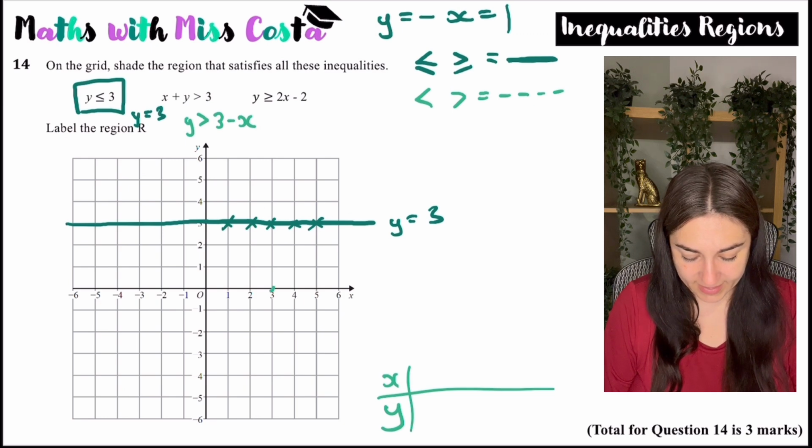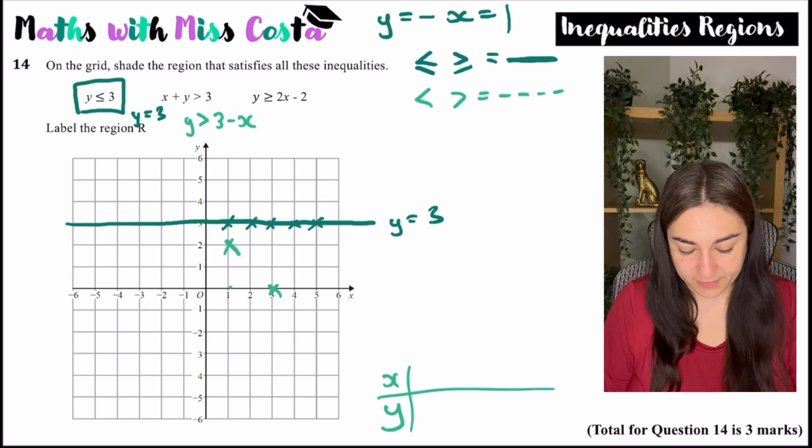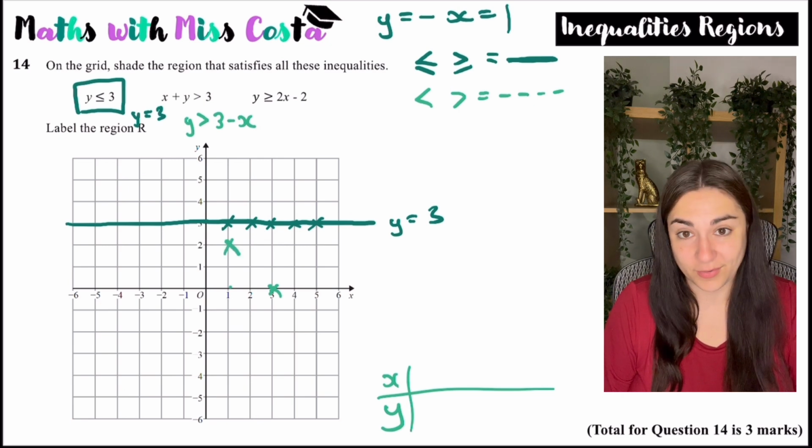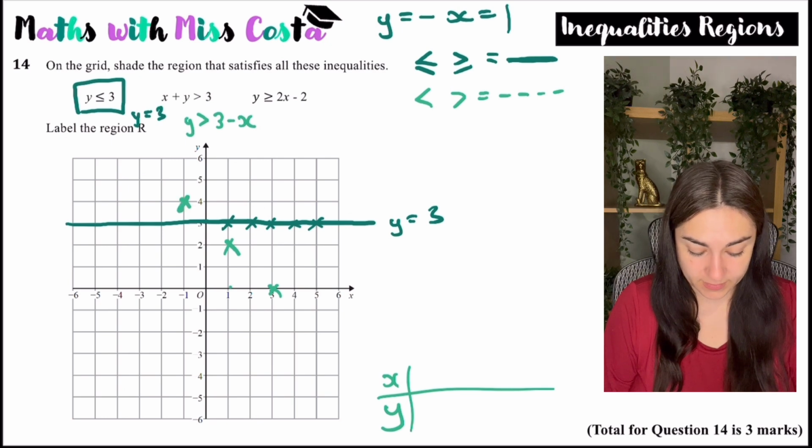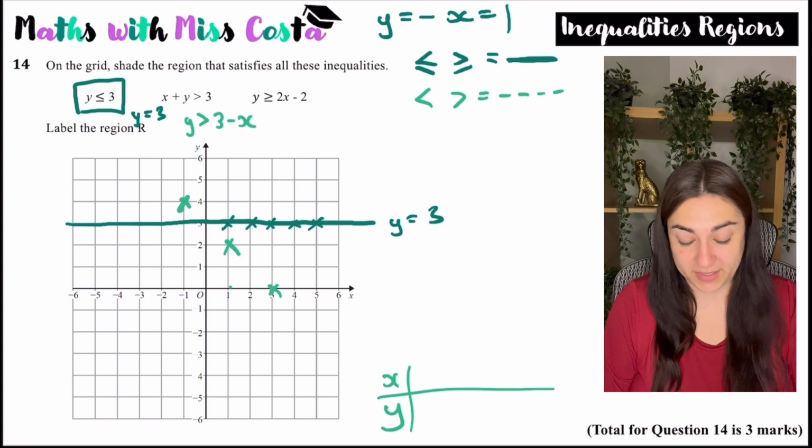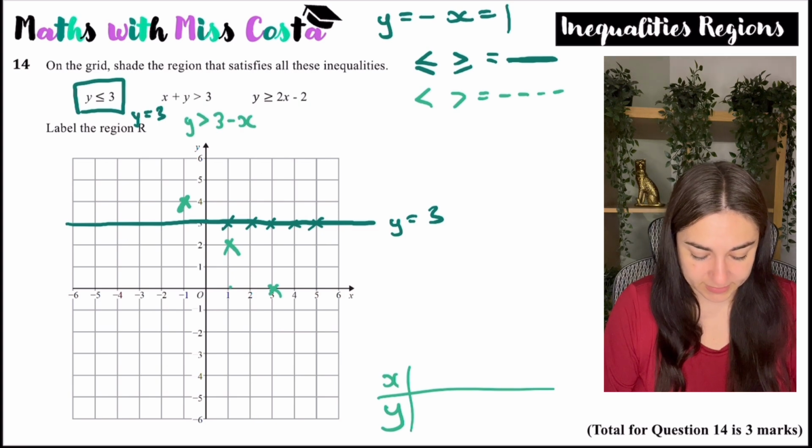So if I said that x is 3, 3 minus 3 is 0. So I know that's going to be a point here. If I said that x is 1, y is 3 take away 1, which is 2. If I said that x is minus 1, 3 minus minus 1 is 4. So that's going to be my coordinate. And if I said x is minus 3, 3 minus minus 3 is 6. So I just picked some random coordinates.